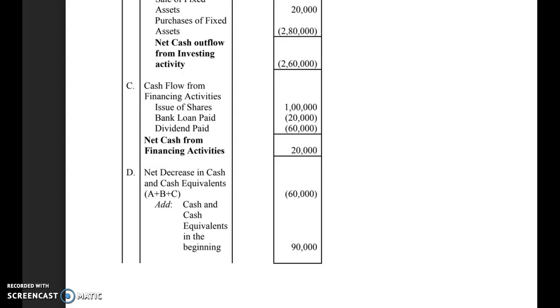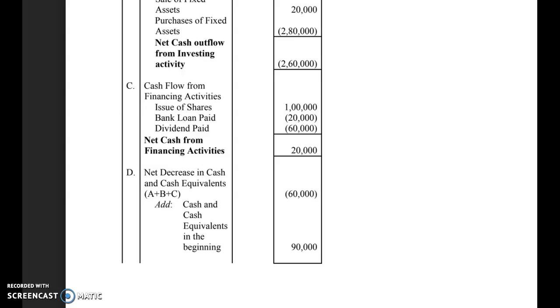Relating to the dividend paid, as I already told you, dividend paid must be shown as an outflow of cash from the financing activity. So here 60,000 will be shown in the minus way. When we mutually adjust these three items, we find cash from financing activities is rupees 20,000, because issue of share is a plus item, bank loan paid is a cash outflow, a minus item, and dividend paid is again a cash outflow. So 60,000 is again minus.